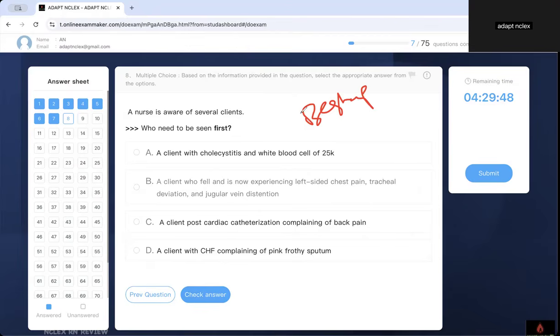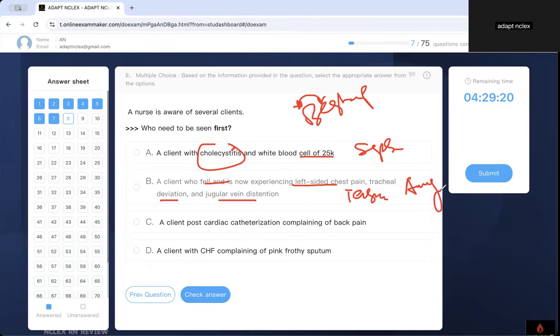And the B sharp doesn't mean the B is more than the E. It just means pay attention to them. And let me use them to show you what the B sharp means. Cholecystitis, and it's an infection. Its white count is high, that is sepsis. That's the S. Patient fell, he has left chest pain, tracheal deviation, and jugular vein distension. This is tension pneumothorax. Tension pneumothorax is an airway problem. It's not like he can't breathe, the airway is being collapsed. If you have cardiac catheterization and you complain of back pain, it's bleeding. That's a bleeding problem, right? You see sepsis, airway, bleeding.